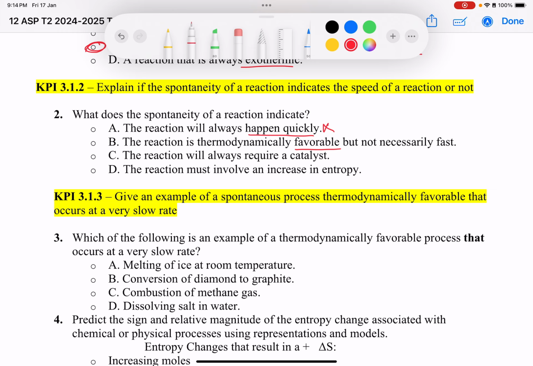Yes, a spontaneous reaction means that the reaction is thermodynamically favored. That's another expression to describe a spontaneous reaction. It doesn't require a catalyst. It might or might not need a catalyst. And it might involve an increase or decrease in entropy. So the best choice, the correct answer, is B.